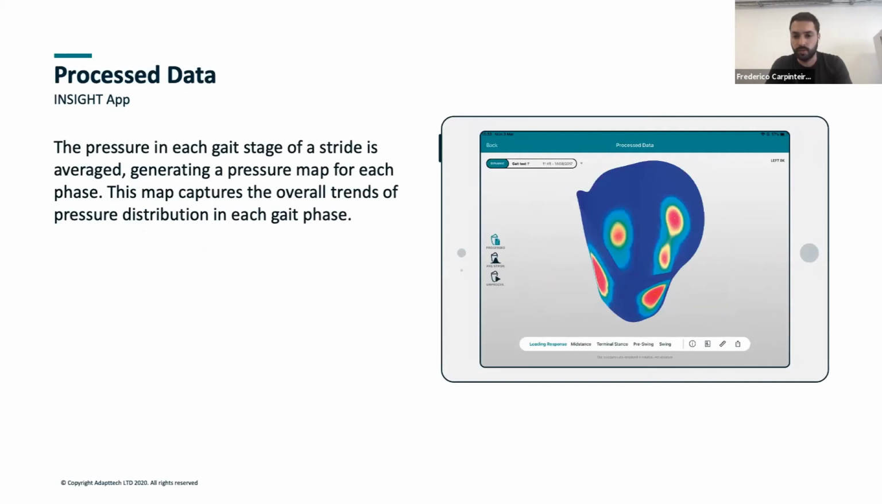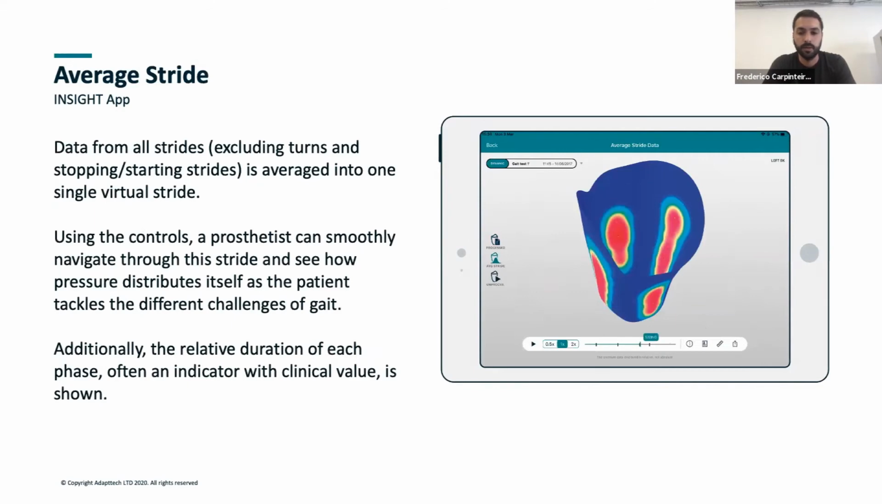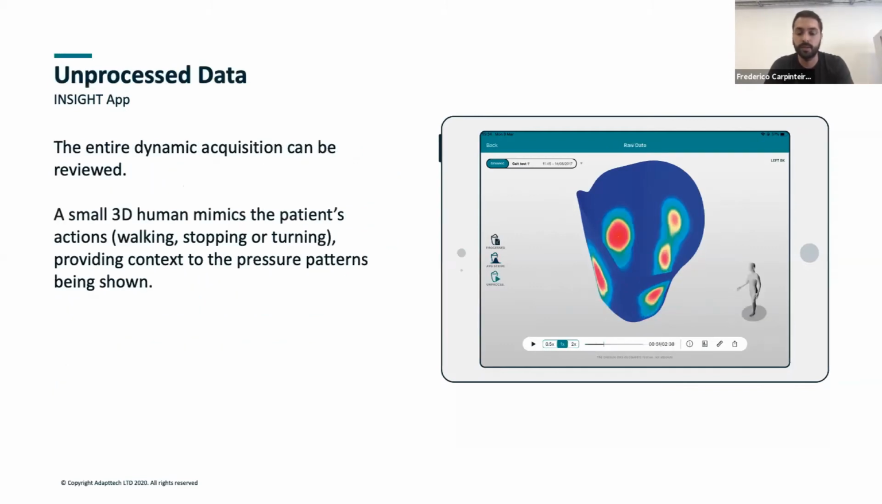So this is an example of the processed information where you can see the average, in this case, for the loading response of this patient. Next slide. The average stride. So you'll have a sliding bar where you can slide between the different stages, and also the possibility to reproduce the video automatically with different speeds.